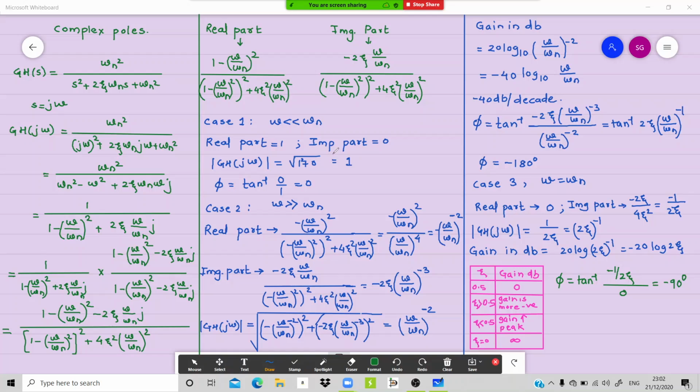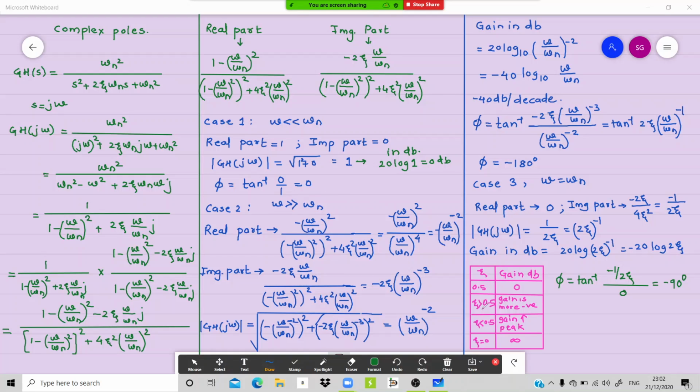So the three cases, just observe. First case, magnitude of G(jω) is 1, right? Magnitude is 1 means in dB it is going to be 20 log of 1, and that is equal to 0 dB. So it will be a 0 dB line, and the angle is also 0, so it will be just a straight line from the origin till omega n.